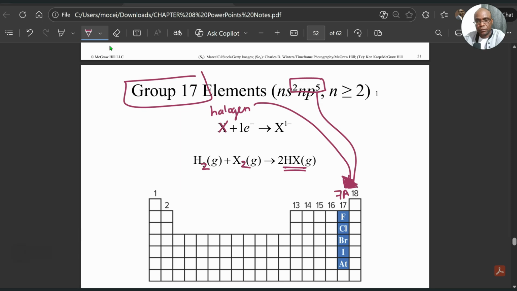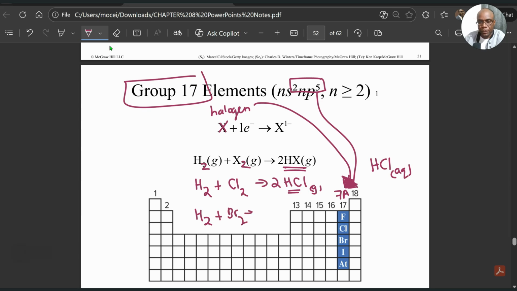The example I'm going to give you is hydrogen gas reacting with chlorine gas to give you 2 molecules of hydrogen chloride, a hydrogen halide, hydrogen chloride gas. And if it's dissolved in water, it gives you hydrochloric acid, aqueous. Similarly, hydrogen gas and bromine, liquid bromine or fumes of bromine gas, is going to give you hydrogen bromide gas. If it's dissolved in water, it's going to give you hydrobromic acid.